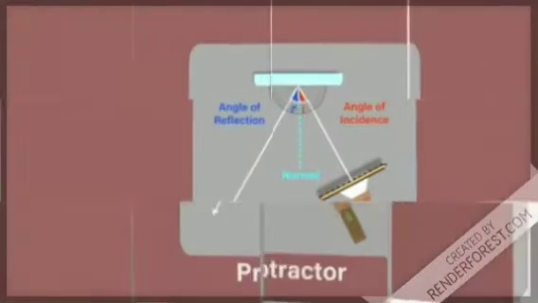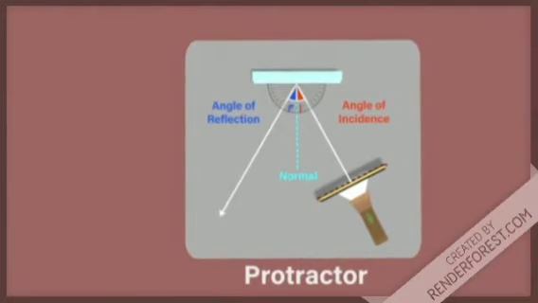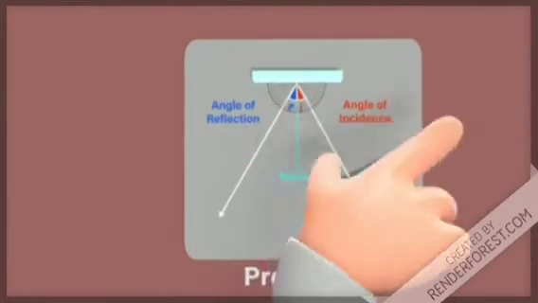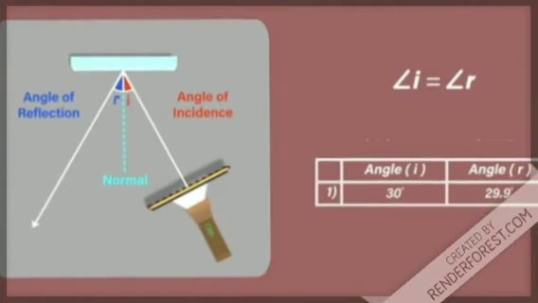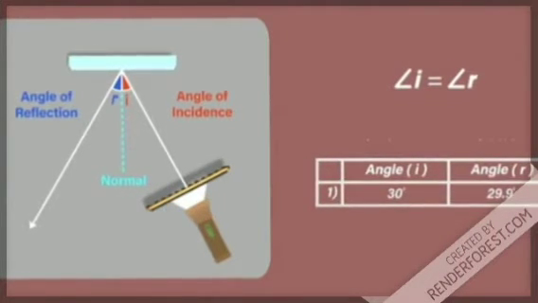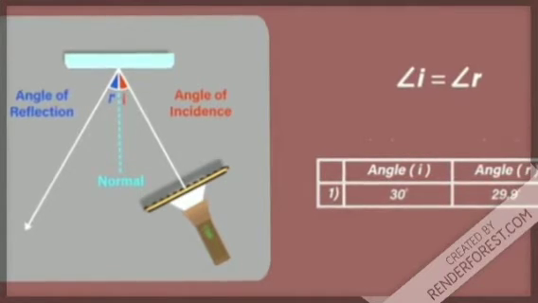Measure these two angles with the help of a protractor. The measure of the two angles will be almost the same. They are approximately equal. This is the first law of reflection. So with this experiment, we can verify this law. Well, if you are still not convinced, you can take further readings by changing the direction of the incident light.